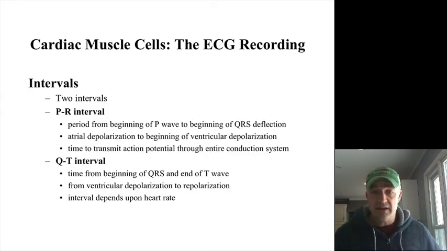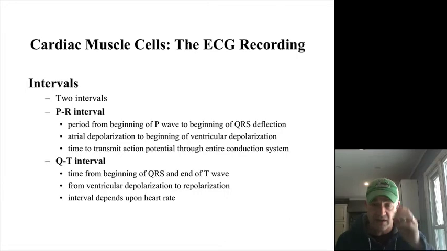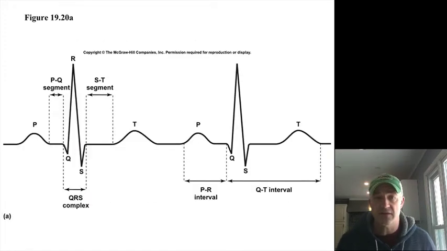You can also look at the intervals. You have the PR interval, from the beginning of the P wave to the beginning of the QRS. That's showing atrial depolarization and the traveling of it to the ventricle. The QT interval is the time from the beginning of the depolarization of the ventricle to when it's repolarized. And again, we should see some changes in the time frames of these depending upon how fast the heart is beating, and other things along those lines.